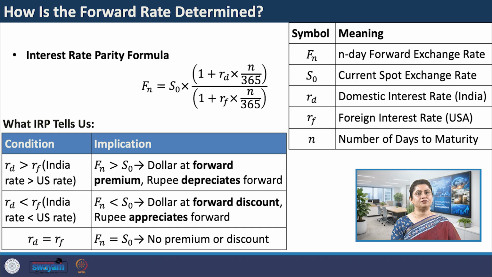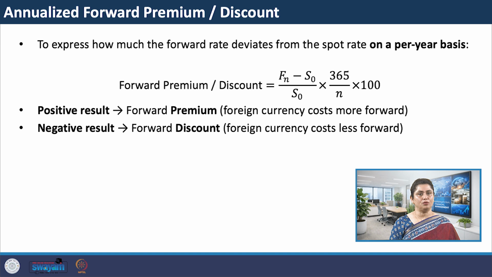Now, if Indian interest rates are higher than US interest rates, the forward rate will usually be higher than the spot rate, meaning the dollar trades at a forward premium and the rupee is expected to depreciate. Similarly, if foreign interest rates are higher than domestic interest rates, the foreign currency may trade at a forward discount. Now that we know how the forward rate is determined, we can also calculate the annualized forward premium or discount, which tells us how much the forward rate differs from the spot rate on a yearly basis.